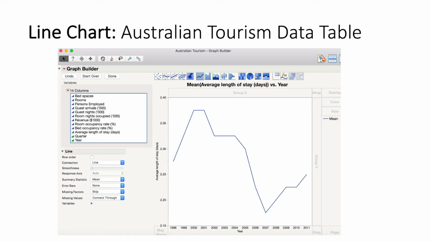Using the Australian tourism data set, you can see the average length of stay over the years from 1998 to 2011. The highest average length of stay plateaued in the early 2000s, from about 2000 to 2001, and the lowest average length of stay was in 2007.